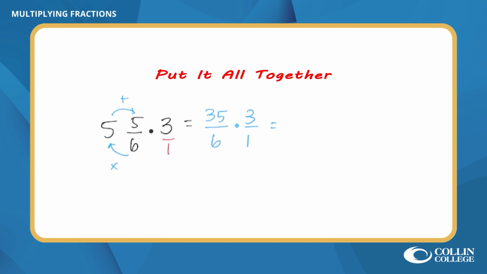Now we want to multiply the numerators together, 35 times 3, and then multiply the denominators, 6 times 1. Instead of multiplying 35 times 3, we can reduce the fraction from here. Maybe you notice that 3 goes into 3 and 6, so we can reduce that fraction, divide the 3 by 3 to get 1, and then divide the 6 by 3 to get 2. So this becomes 35 times 1 over 2 times 1, for a final answer of 35/2.